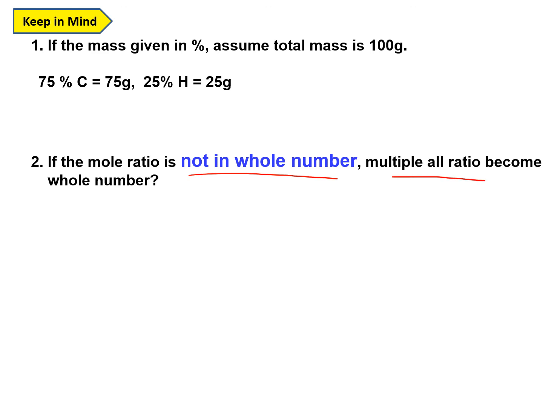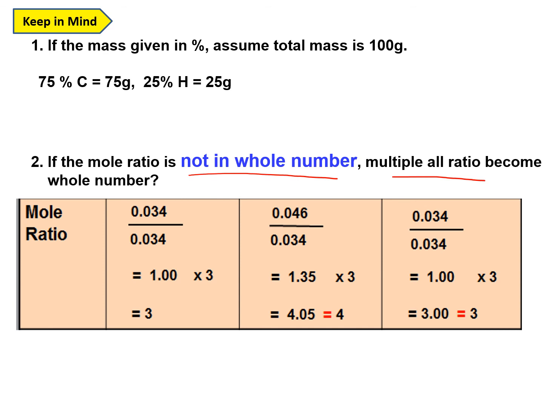Okay, let's say we get the answer 1, 1.33, and 1. So we can't assume the answer is 1.0. We can't assume like this. So we must multiply by some value so that all the moles become whole numbers. So now I multiply by 3, so I get the answer 4 here, and here we get 3, here we get 3. So that means the ratio is 3, 4, and 3.